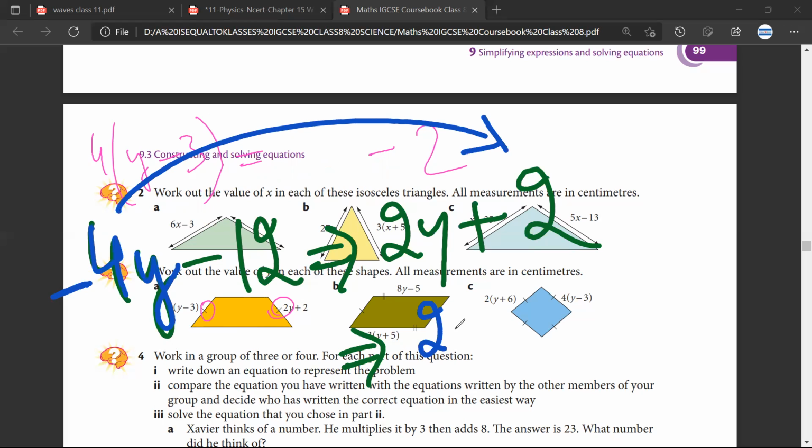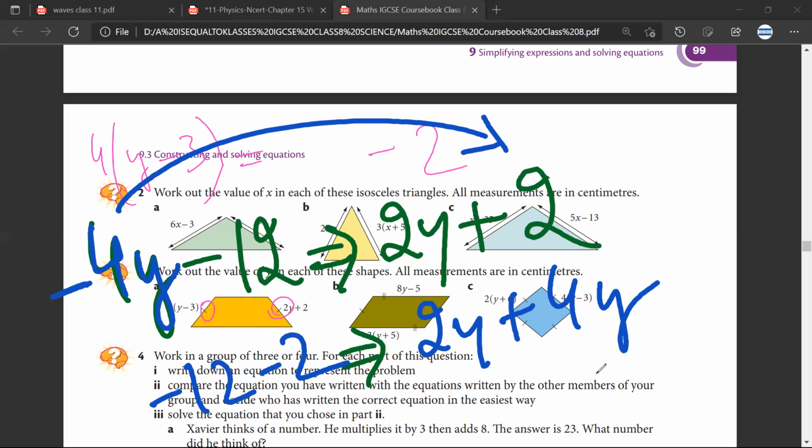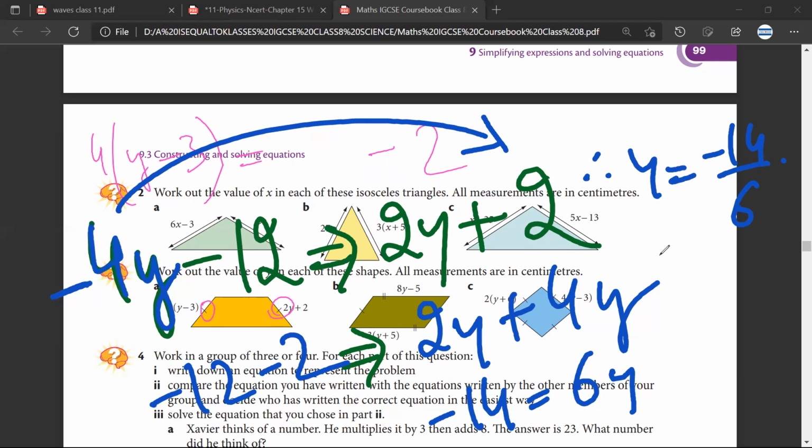Why? Because then my y would have become positive. Sarthak, have you understood? Yes, sir. So it would have become 6y is equal to minus 14. Therefore, y is equal to minus 14 upon 6. And what I understand is this is minus, this is plus, so there will be a minus here, and then it will be 7 upon 3.